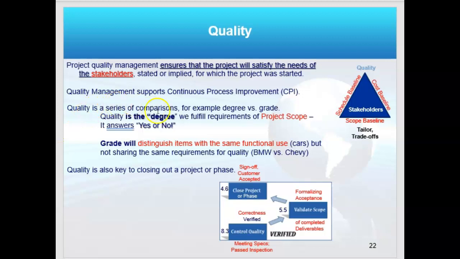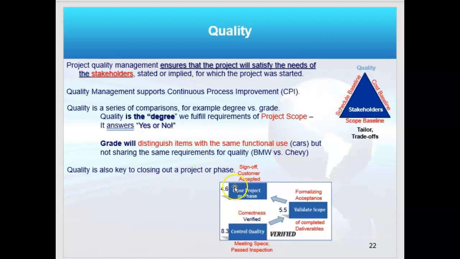Quality is a series of comparisons in my mind. Yes or no, up or down, pass or fail. So quality has 2 terms, right? It's a series of comparisons. Here's one quick comparison for you. It's degree versus grade. The quality degree is the point to which the product fulfills the requirements or the scope, right? And so this is just answered yes or no. So grade, however, distinguishes functional use, and you'll pay more for grade, like a BMW versus a Chevy, right?